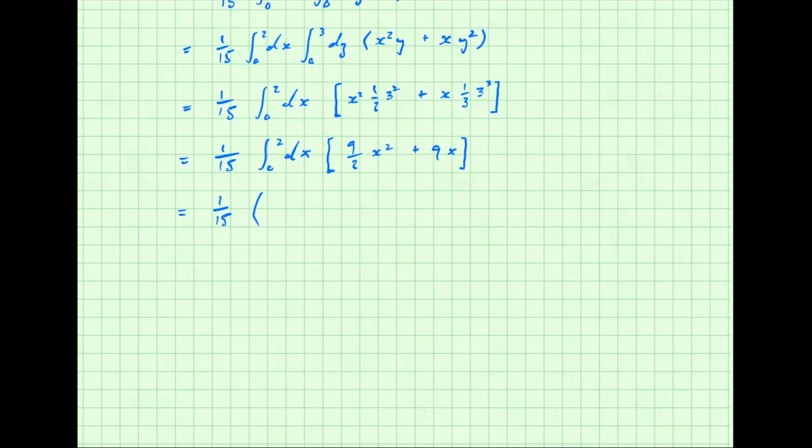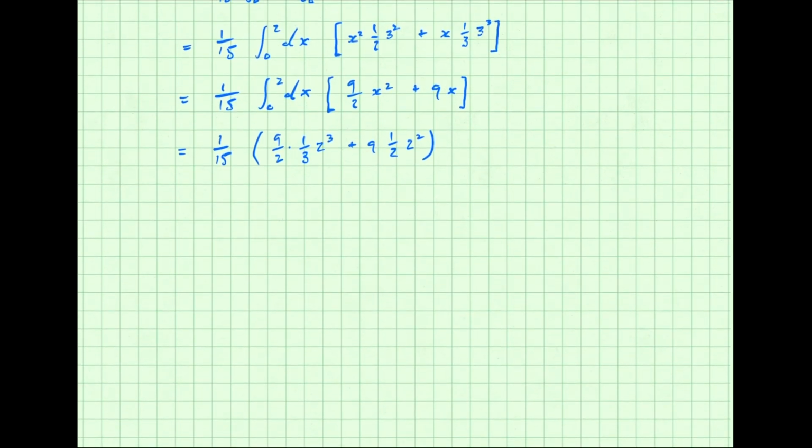And so this is 9/2 times 1/3 2 cubed. Right? And the integral of x is 1/2 x squared, so this is 9 times 1/2, and it goes from 0 to 2, so this is 2 squared. Right? Now we just have to tidy things up a bit more, so just do a little bit of rearranging.